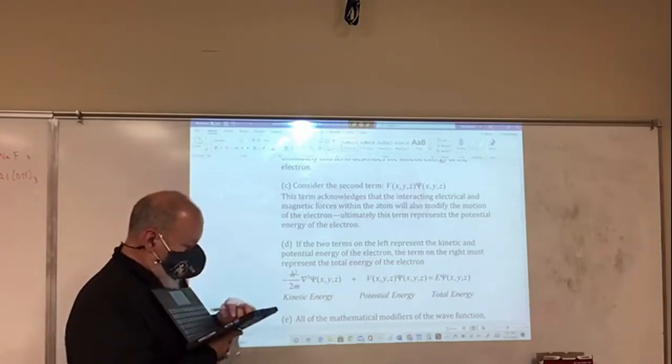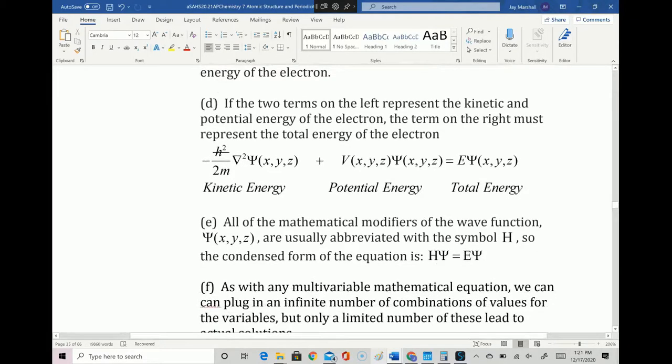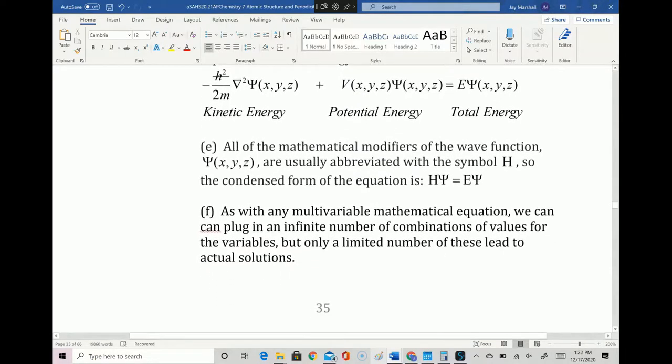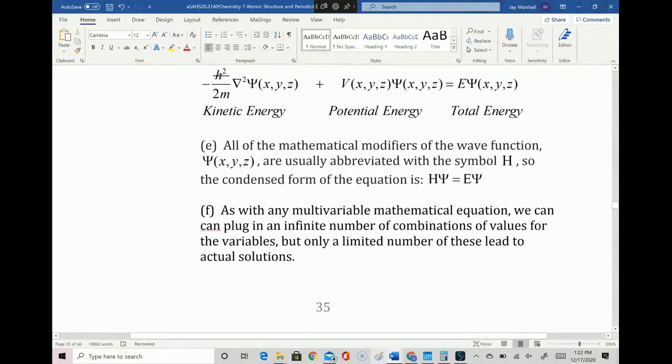Okay? So, if the two terms on the left represent kinetic and potential energy of the electron, the term on the right must represent the total energy. All of the mathematical modifiers of the wave function are usually abbreviated with the symbol H. Okay? We don't want to see all this other stuff up here. We want to package it nice and neat. So we just say all of this stuff is H. And there's a reference to something, and you don't need to know this, but this is a special operator called the Hamiltonian.